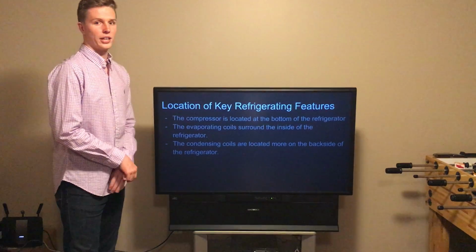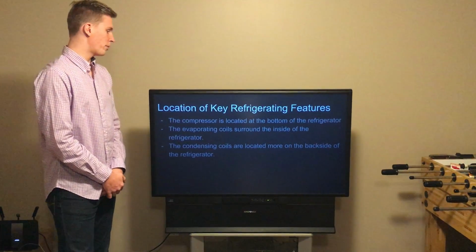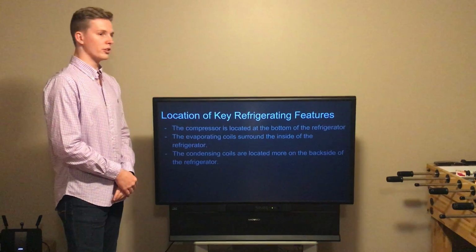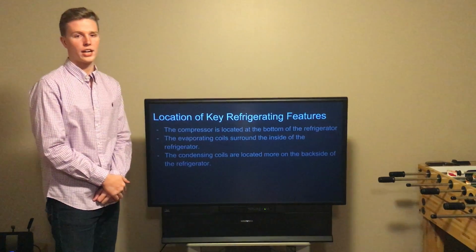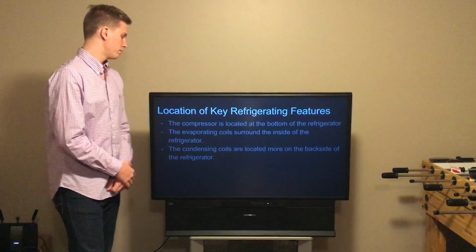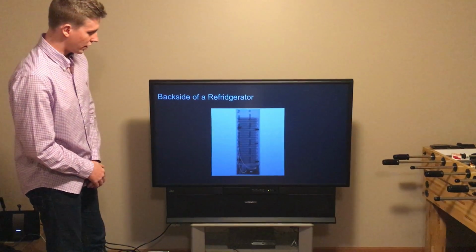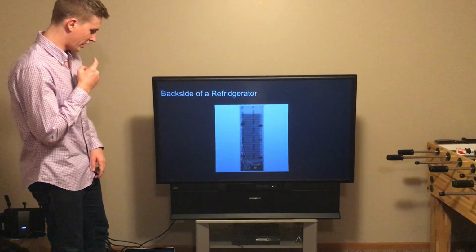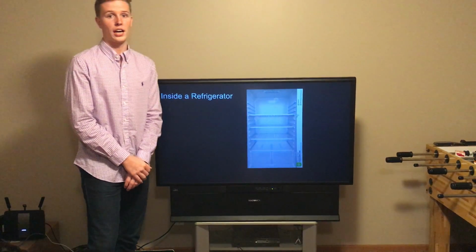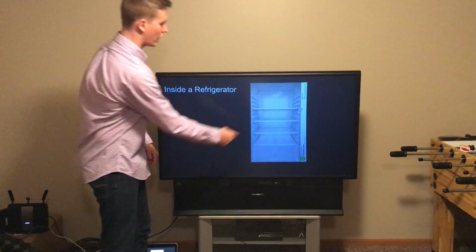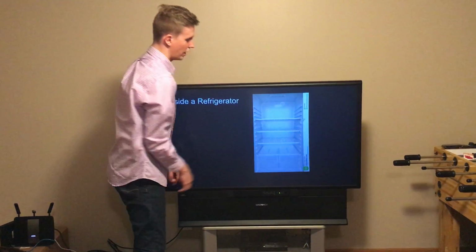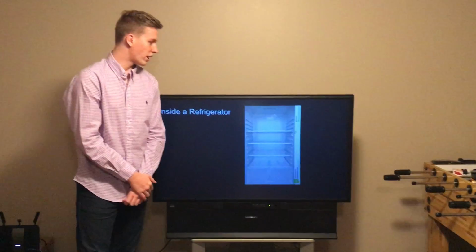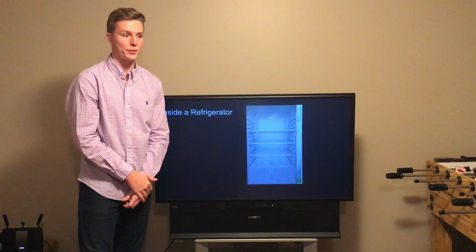The compressor is located at the bottom of the fridge. The evaporating coils are surrounding the inside of the refrigerator. The condensing coils are lined on the back so that they can interact with the outside air. And you can see that the compressor is down here. These are the condensing coils. And then the inside of the fridge, you cannot usually see the evaporating coils, but they're actually just lining all of this. But the manufacturers put plates in there, just flat plates, so that you can't see it, so it looks prettier.